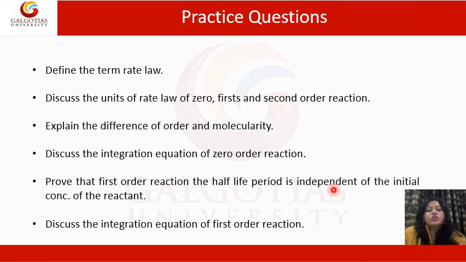On the basis of the presentation, here are some practice questions: define the term rate law; discuss the units of rate constant for zero, first and second order reactions; explain the difference between order and molecularity; discuss the integrated equation of a zero order reaction; prove that for a first order reaction the half-life period is independent of the initial concentration of the reactant; and discuss the integrated equation of a first order reaction.